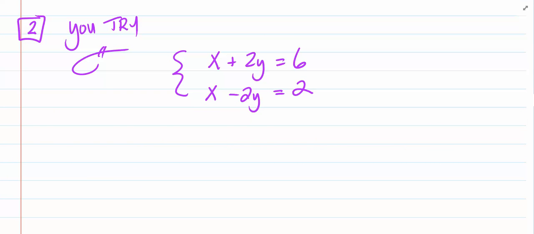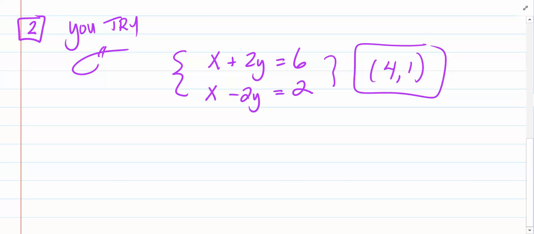All right, everybody, try this one on your own. This is a real basic example, and then I'm going to kick it up a notch and try something different with you. So right now, you try this one on your own. x plus 2y equals 6, and x minus 2y equals 2. Try the elimination method and see what you get. All right, so solving this, most people in the room did get the right answer of (4, 1). So I'm feeling pretty confident now that you've got the basic one under control, right?